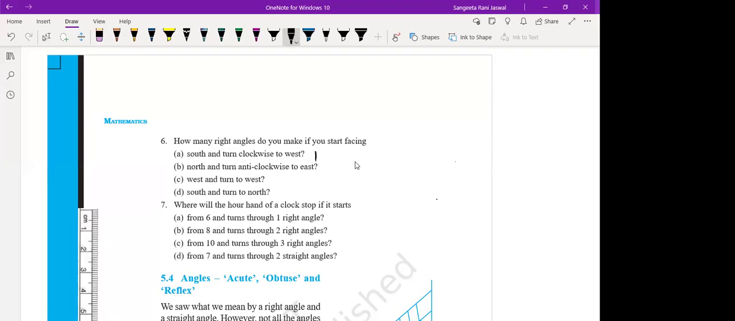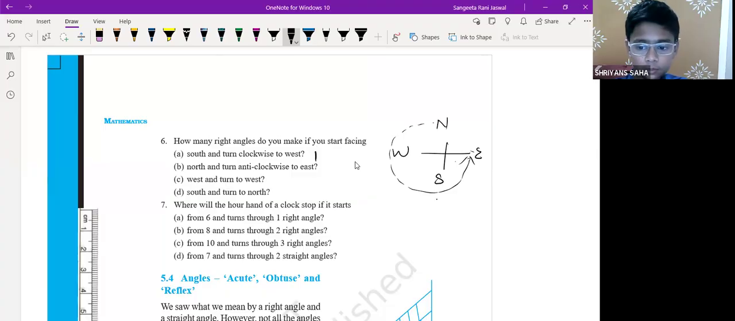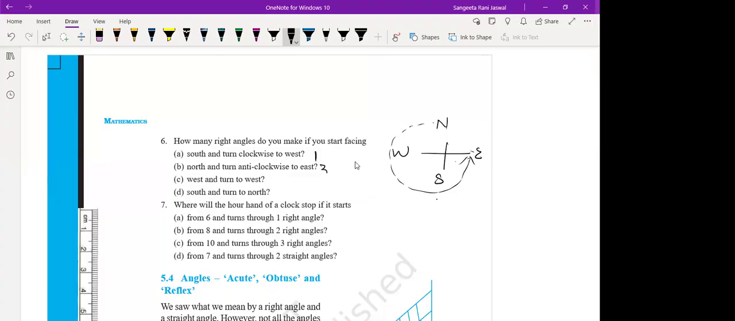North and turn anti-clockwise to east. You are standing towards the north and turn anti-clockwise to east. So how many right angles? This is your north, this is south, east and west. From north anti-clockwise you are moving till you reach the east direction. So how many right angles? 3. Good, Nishita.